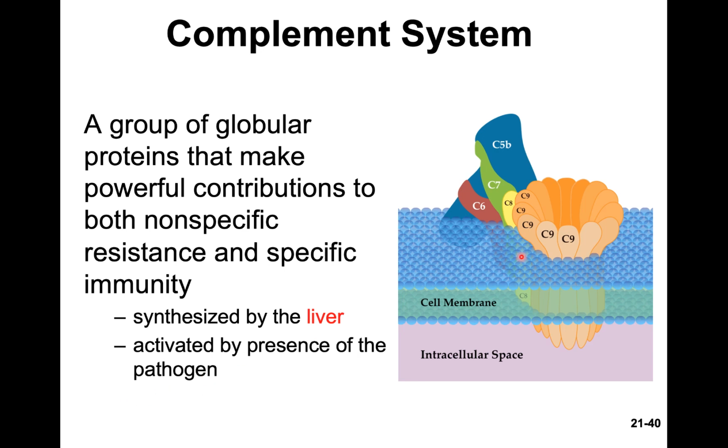So what you're seeing here is a cell membrane, inside the cell, outside the cell. This could be a bacterial cell, let's say. The complement proteins start with letter C and they have numbers next to them. So these complement proteins, if you notice, they kind of build on top of each other to create this whole complement complex. And we're going to talk about what the function is of these complement complexes.